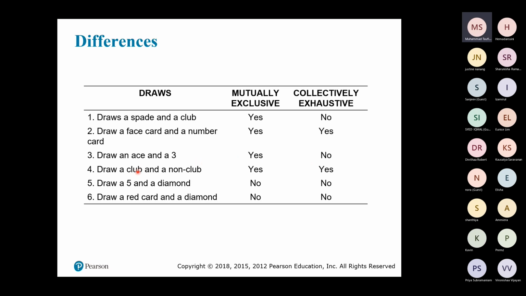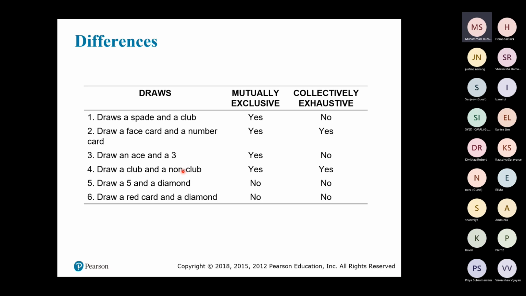Okay, and then draw a club and a non-club. So you classify the card as a club card or a non-club card. Is it mutually exclusive? Yes, because there is no card that is both a club and another symbol. You only have cards with club, or cards with other than club. So the event is mutually exclusive. Is it collectively exhaustive? Yes, because there are only two possible outcomes from the deck.